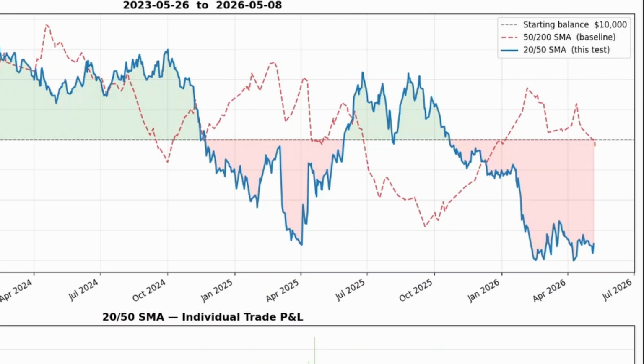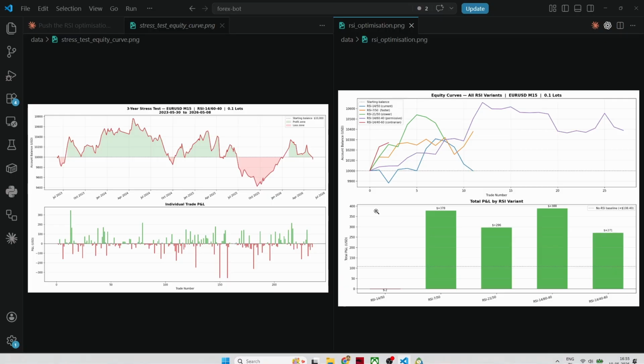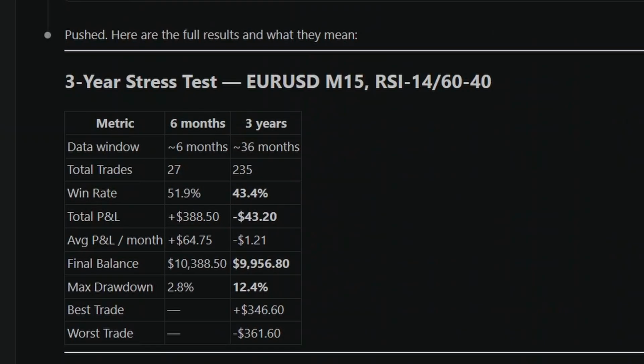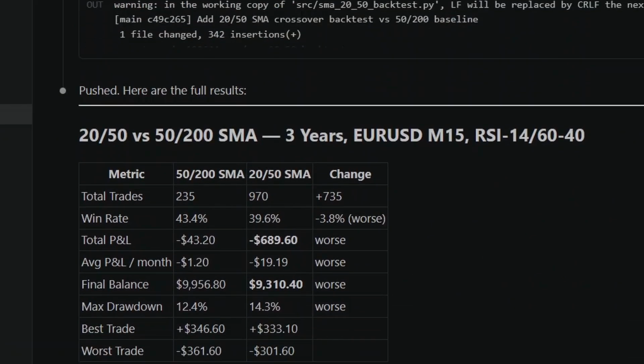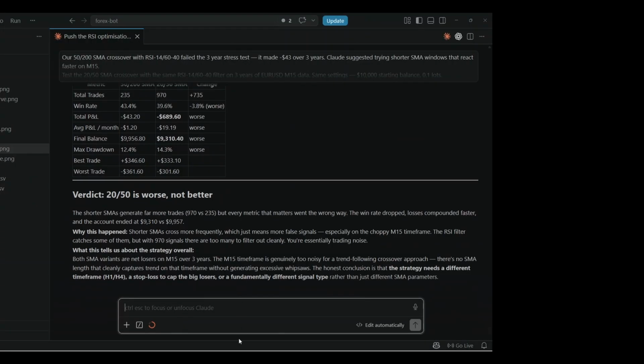But Claude told us something important at the end of that episode. The problem was never the SMA settings, it was the time frame. Both SMA variants are net losers on the 15 minutes time frame over 3 years. The 15 minutes time frame is genuinely too noisy for a trend following crossover approach. There is no SMA length that cleanly captures trend on that time frame. That line changed everything. We hadn't been testing the wrong settings. We'd been testing on the wrong time frame entirely.